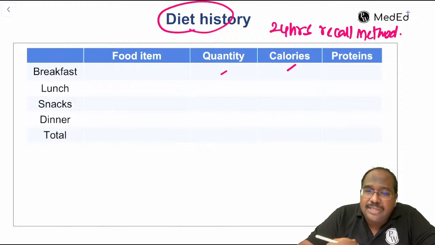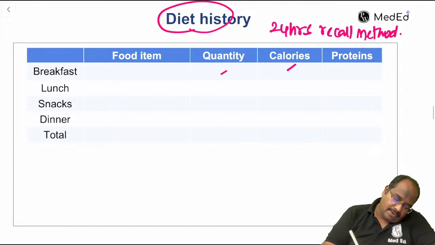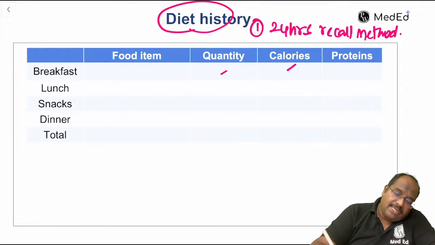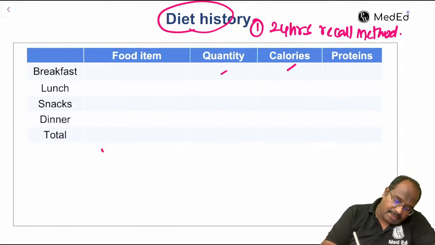Usually some colleges can give it to you in the exam. In some colleges you have to know the content. For example, one idli gives 75 calories, like that. Okay, fine, that you have to know. This we call the 24 hours recall method. This is the first. You have to say that I have used the 24 hours recall method.